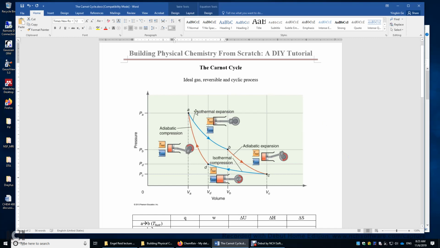First step, from A to B. Isothermal expansion. Temperature is constant. Volume increases. Pressure decreases. And then the second step, from B to C. Adiabatic expansion. Q is 0. C to D, isothermal compression. Temperature is constant. D to A, adiabatic compression. Again, Q is 0 by definition.